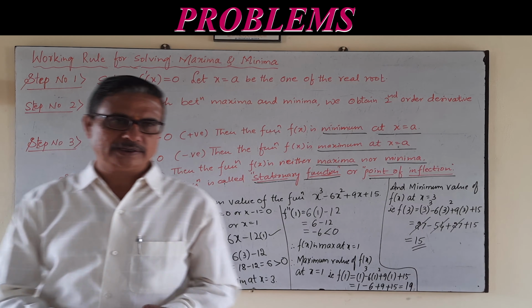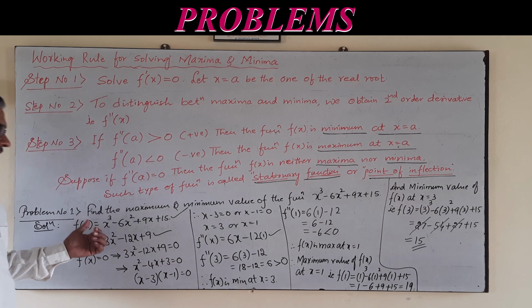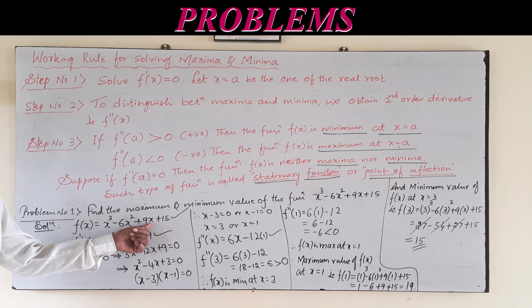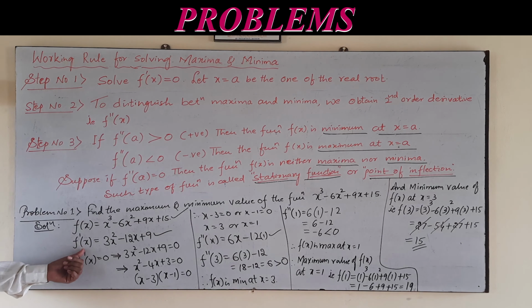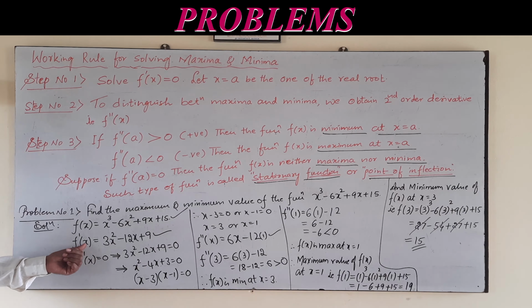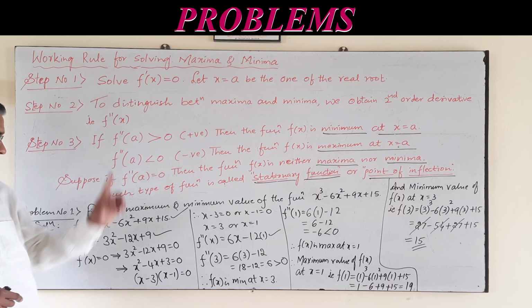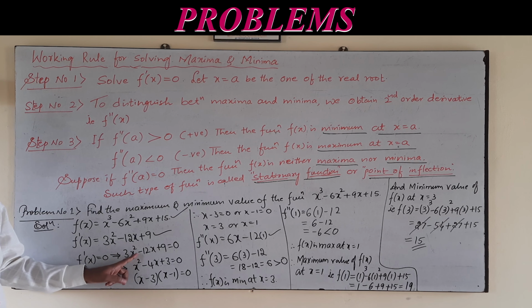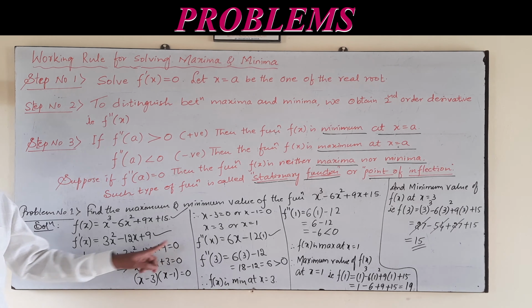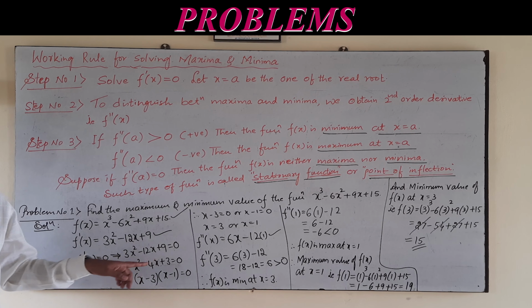ಇಲ್ಲಿ ಒಂದು ಪ್ರಾಬ್ಲಮ್ ಸಾಲ್ವ್ ಮಾಡಿ. ಏನಿದೆ? Find the maximum and minimum value of the function f of x equal to x cube minus 6x square plus 9x plus 15. Step number 1, solve f dash x. f dash x is nothing but dy by dx. ಇದನ್ನ ಡಿಫರೆನ್ಶಿಯೇಟ್ ಮಾಡಿ. Derivative of x cube 3x square, minus derivative of 6x square 12x, derivative of 9x 9, derivative of 15 constant 0. Now solve f dash x is equal to 0. Implies f dash x value 3x square minus 12x plus 9 is equal to 0. Simplify that equation to find out the roots.